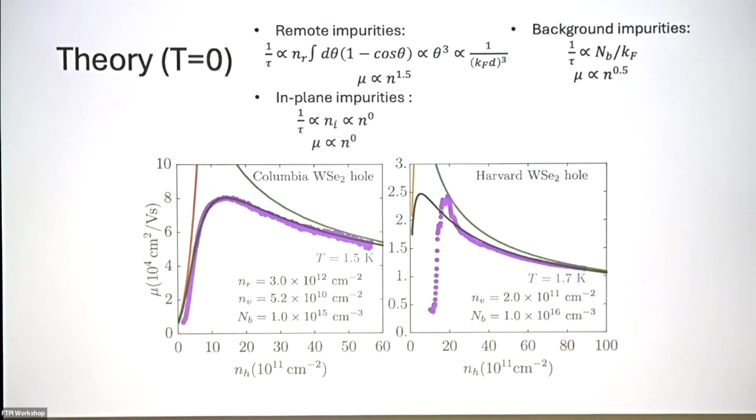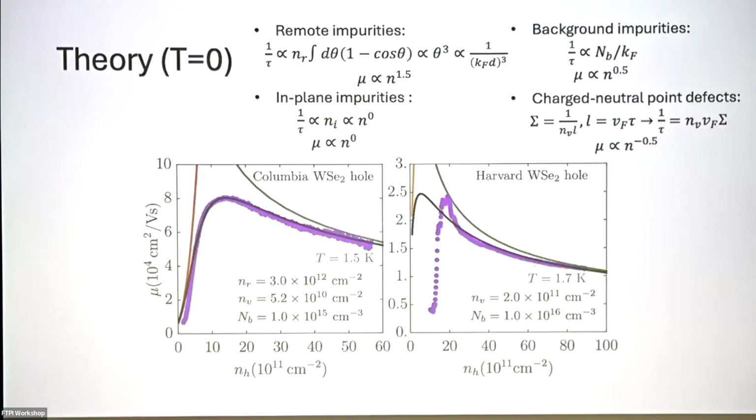For in-plane impurity scattering, they scatter the strongest. So if there's a 2D concentration of in-plane charged impurities, Ni, it doesn't depend on the density at all. And lastly, for the highest density mobility, the dominant scattering mechanisms are those charge neutral point defects. This can be seen from a very simple derivation.